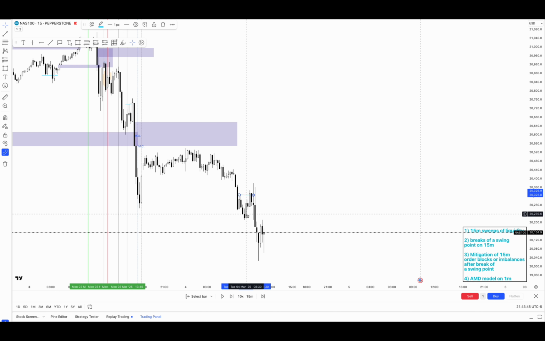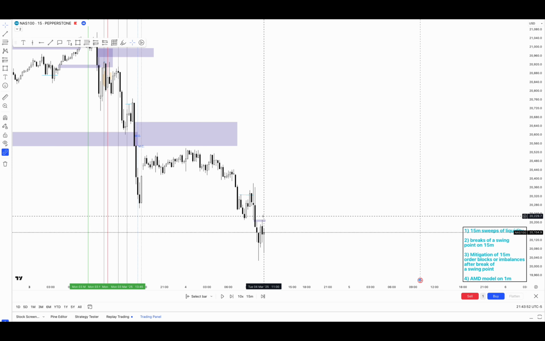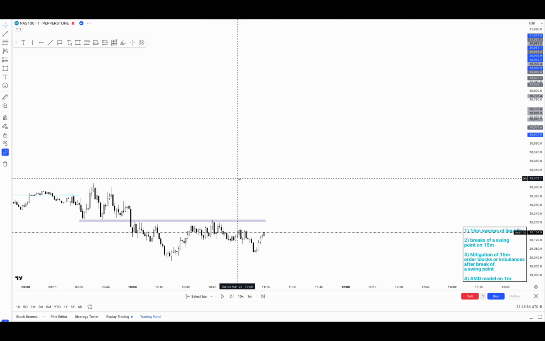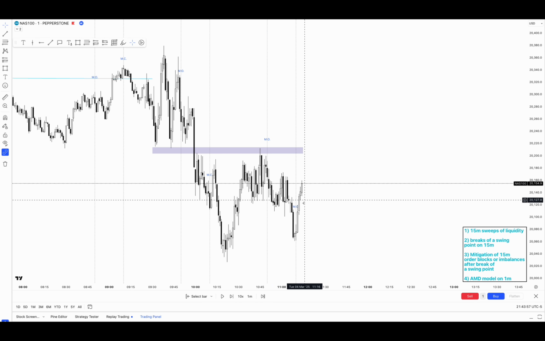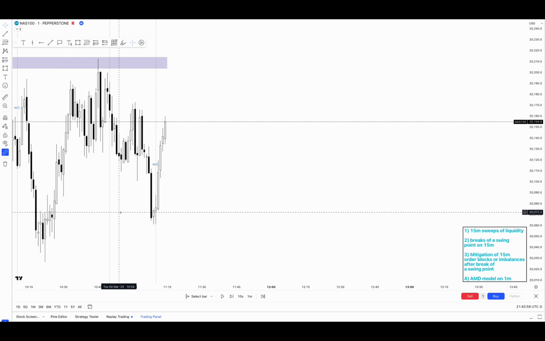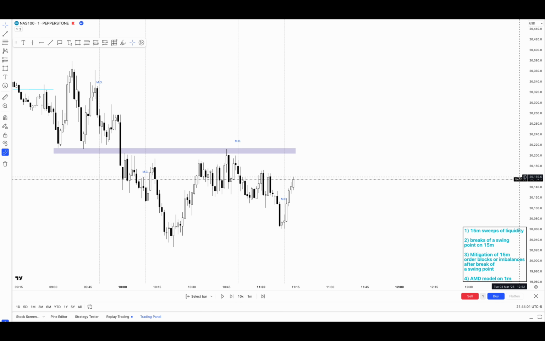Sweeps this liquidity as well, but same thing, same concept. Breaks that liquidity or breaks that swing point, swing low, imbalance there. Then mitigated 1 minute, let's see. Might be very tight. It's just a very choppy move right now, but let's see.